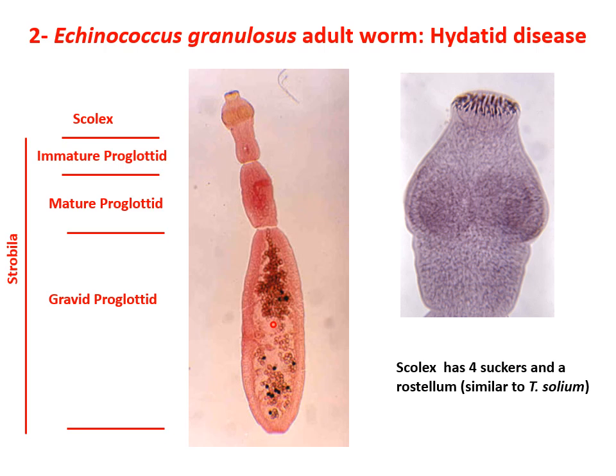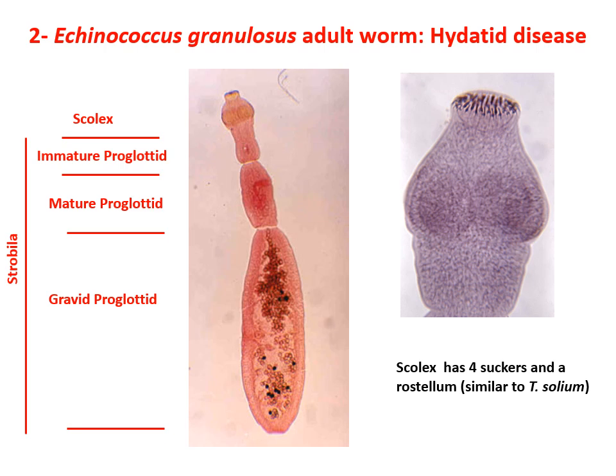So basically, as you can see here, the third proglottid is the gravid proglottid that contains the eggs. And this, on your right, is the scolex. The scolex has four suckers and it has a rostellum. In that sense, it is similar to the scolex of Taenia solium, but not Taenia saginata.